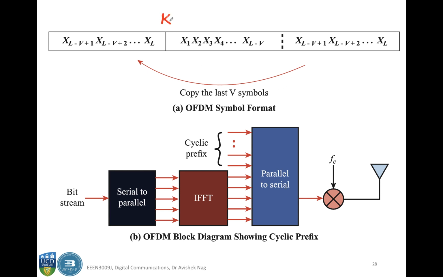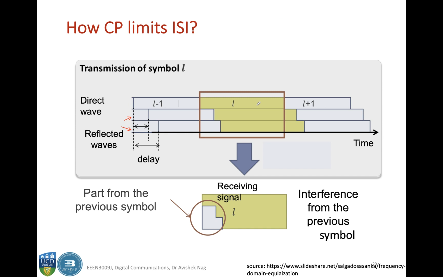If you have your data from x1 to xl, these are the different symbols. The last V symbols are copied first. So you have serial to parallel and then IFFT, and then you have the last V added in the front, and then you do the parallel to serial conversion. This is called the cyclic prefix. The advantage of doing that is this.